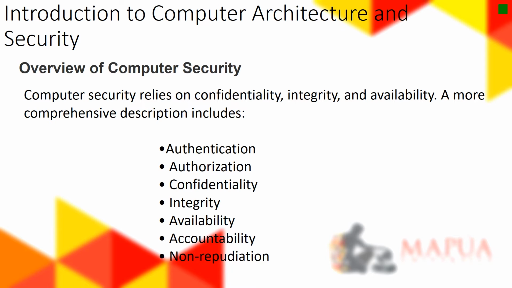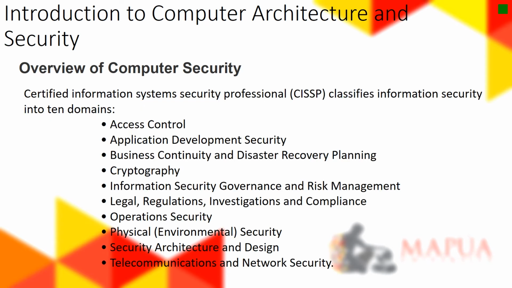So computer security relies on confidentiality, integrity, and availability. A more comprehensive description includes authentication, authorization, confidentiality, integrity, availability, accountability, and non-repudiation. Certified Information System Security Professionals classifies information security into 10 domains.